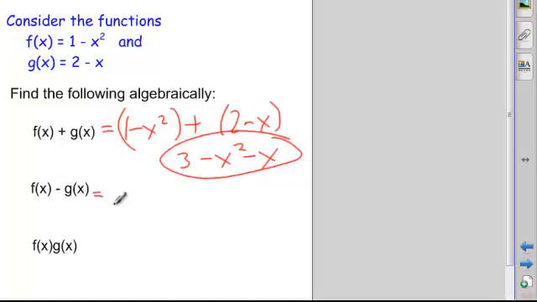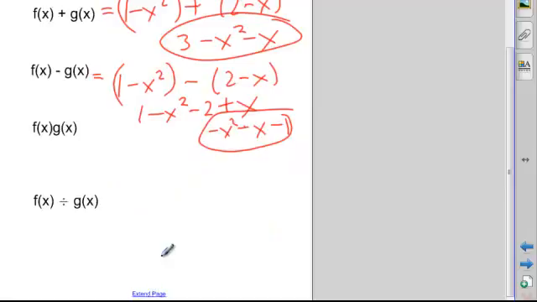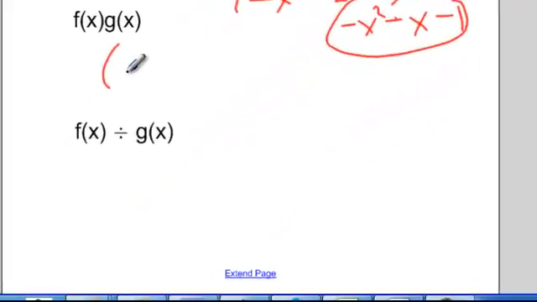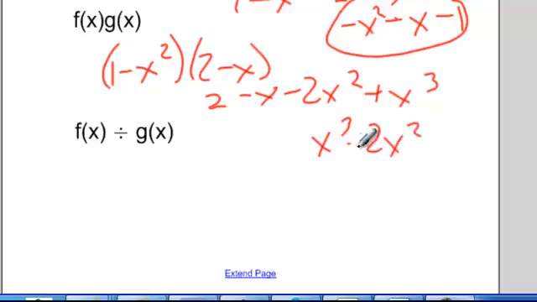F of x minus g of x is 1 minus x squared minus, make sure you subtract off the whole entire quantity, 2 minus x. So you get 1 minus x squared minus 2 plus x, or negative x squared plus x minus 1. F of x times g of x is going to be 1 minus x squared times 2 minus x. So we can FOIL that out: first, outer, inner is minus 2x squared, last is plus x cubed. So we get x cubed minus 2x squared minus x plus 2.